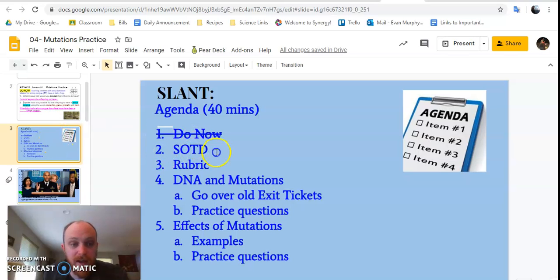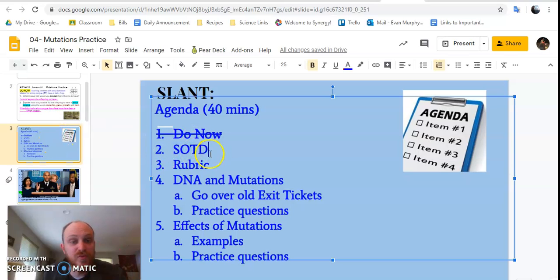Here's what we're going to do today. I have a Science of the Day. I'm going to let you guys read that over. I'm going to go over the rubric with you. We're going to review last week. I'm going to go over the old exit tickets from last week's lessons. And then I'm going to start some of these practice questions with you and then let you do the rest.